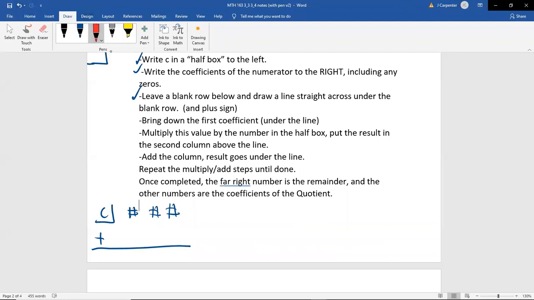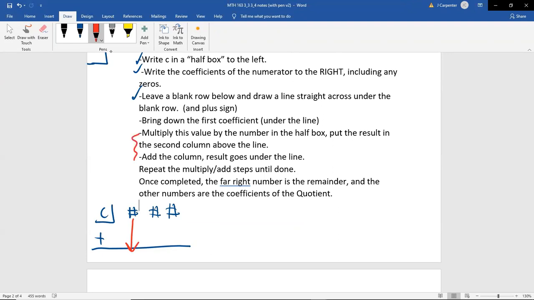Then what we do is bring down the first coefficient. And when I say bring down, I mean under the line. We're bringing this down because there isn't going to be a number under it. So this number just gets brought down here. Whatever this is will be literally the same as this. So if this was a 2, this would be a 2. If this was a 5, this would be a 5. And then you're going to get to the repeating phase finally.